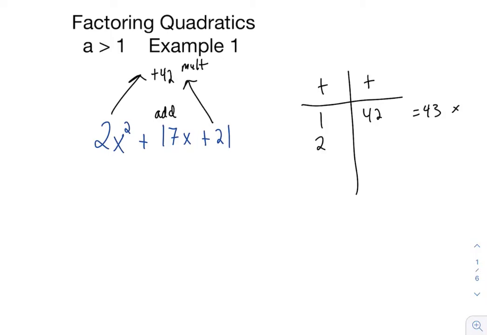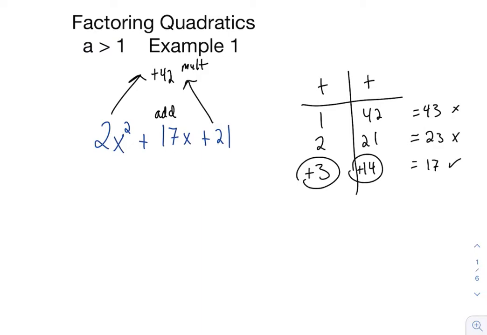2 multiplies by 21 to make 42, so they add to 23, which is not 17. 3 and 14, they add to 17, and whoop, looks like we found what we're looking for. Again, these are both positive, so plus 3 plus 14.